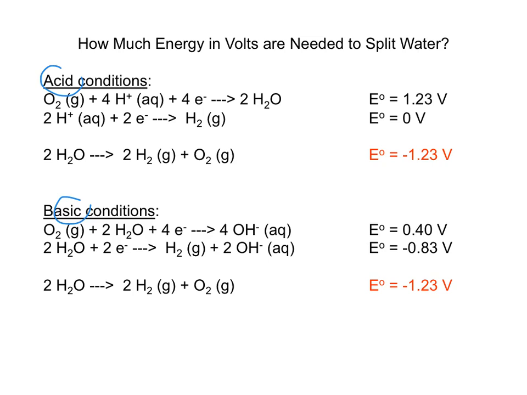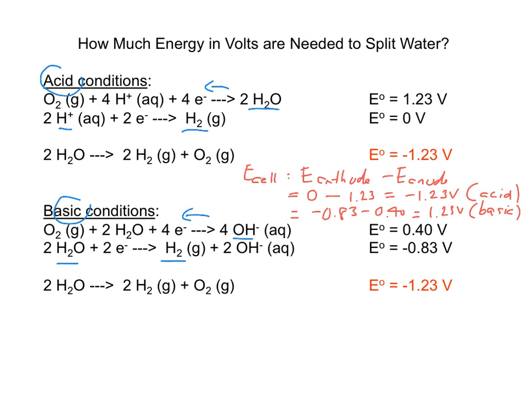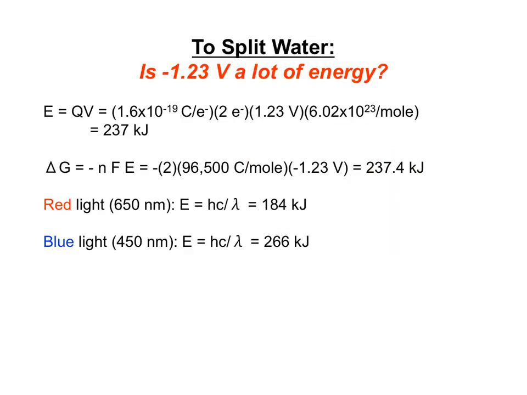Under acid conditions, H+ is reduced to H2 gas, and H2O is oxidized to O2 gas. Under base conditions, water is reduced to H2 gas, and hydroxide is oxidized to O2 gas. In each case, E cell is minus 1.23 volts. Is 1.23 volts a lot of energy?